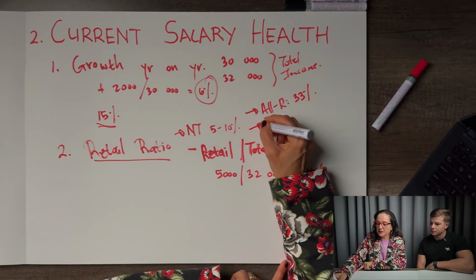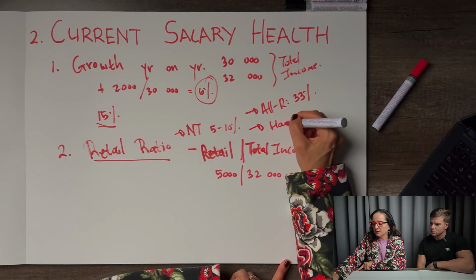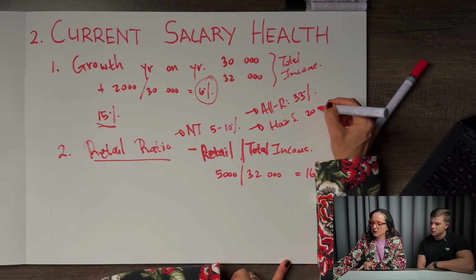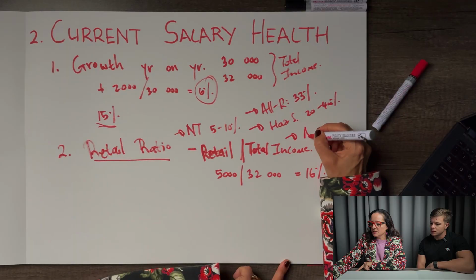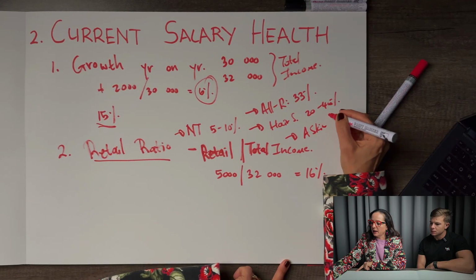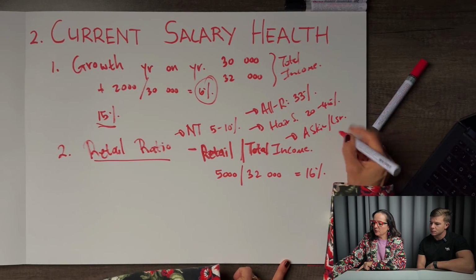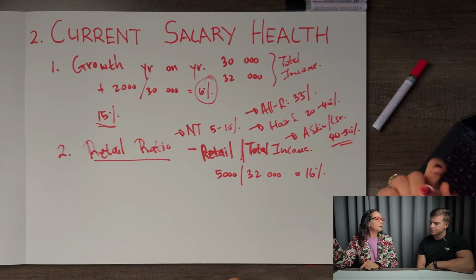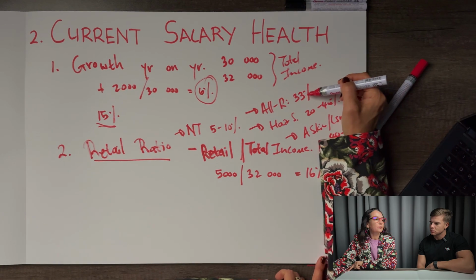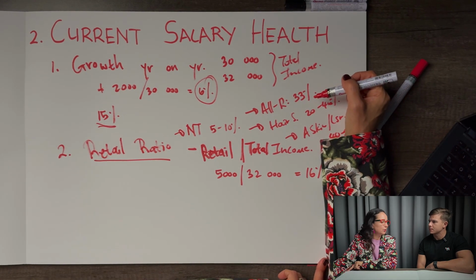If we look at a hairstylist, they vary quite a bit, so it's going to be 20 to 40%. And then the last one would be an aesthetic skin therapist, who could also be doing laser. For her, that will be 40 to 50%. Just for interest's sake, for the all-rounder, a third of your income is half of your treatments.